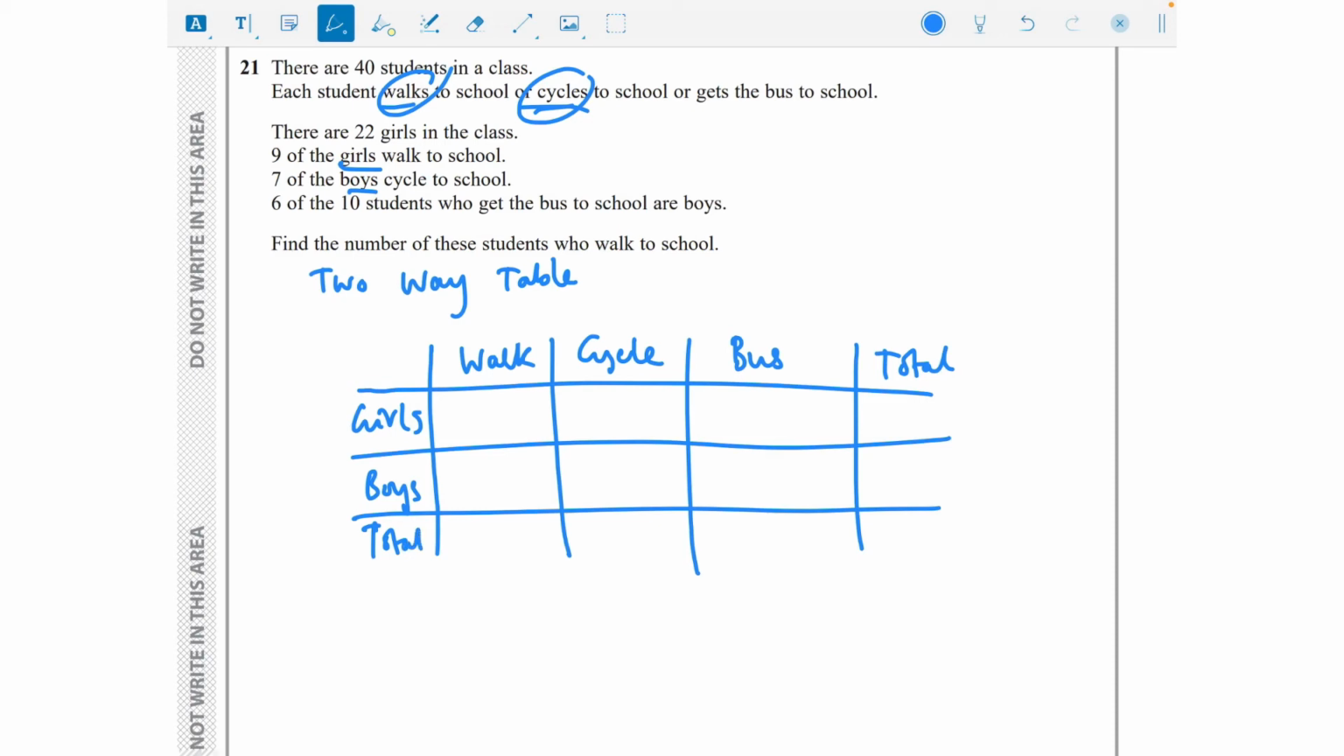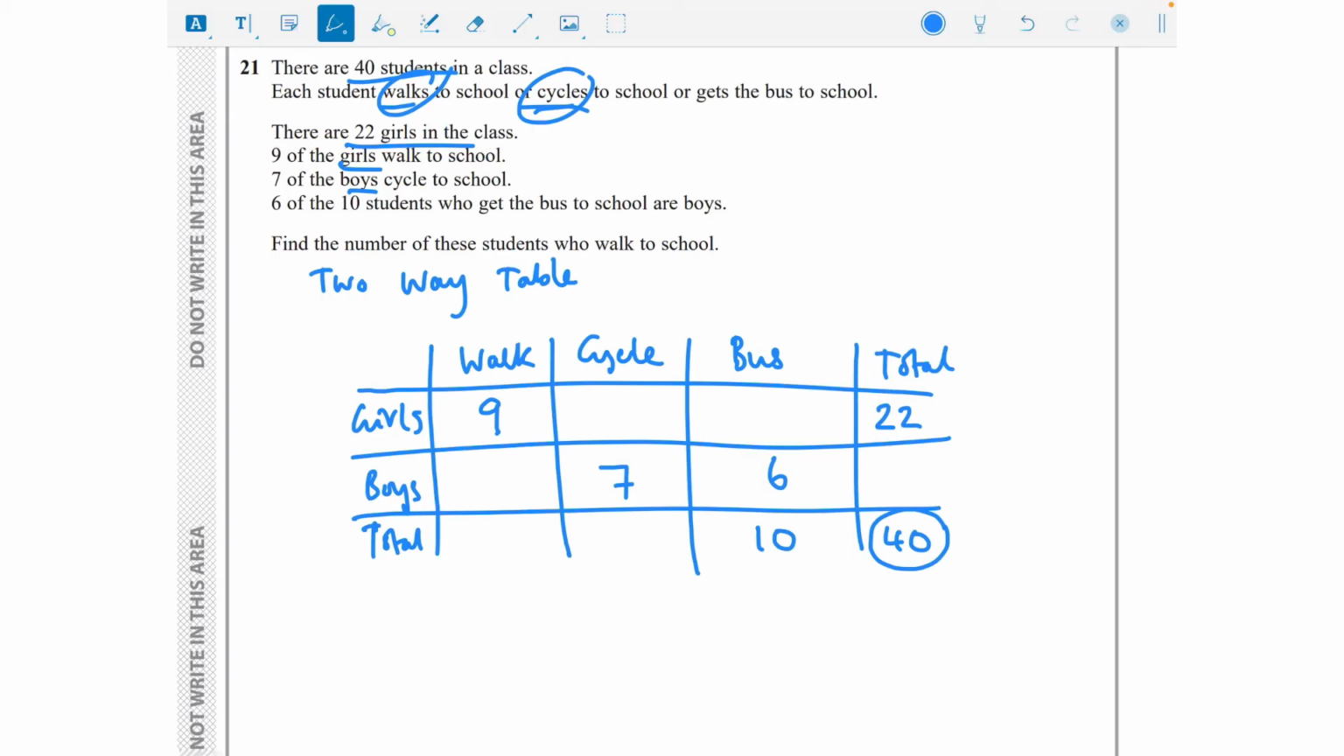Okay, great. We know that there are 40 students, so I'm going to put 40 in the total section because they tell me that in the question. There are 22 girls in the class, so the total for the girls would go at the end there, that's 22. 9 of the girls walk to school, so that would go in that box. 7 of the boys cycle to school. And 6 of the 10 students who get the bus, so 10 in total get the bus, and 6 of them are boys.